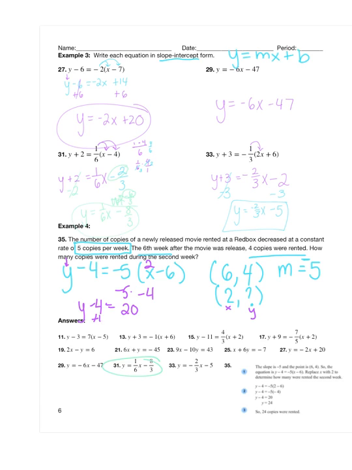So now I add 4 to the other side, and y would equal 24 copies. And that would be your final answer right there.